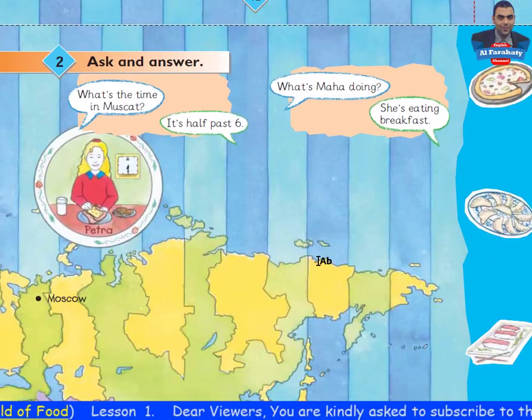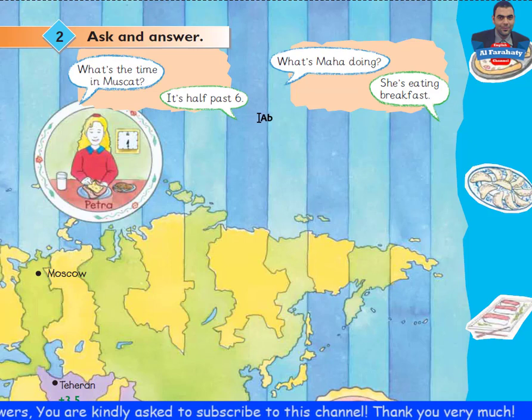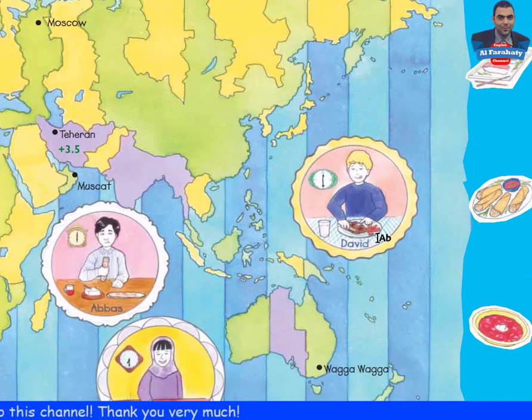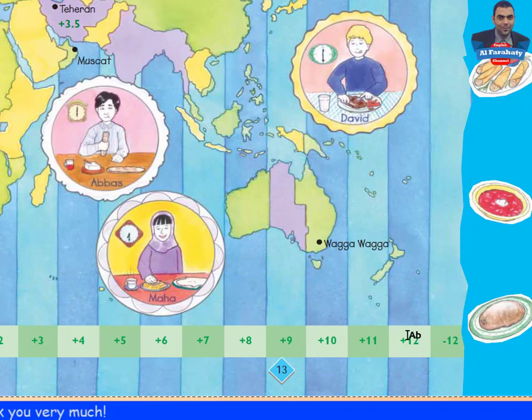Activity 2. Ask and answer. What's the time in Muscat? It's 6:30. What's Maha doing? She's eating breakfast. And if we look here, this is David, this is Abbas, and this is Maha. And if you look here, these are the time zones.